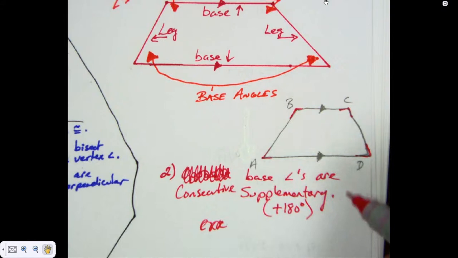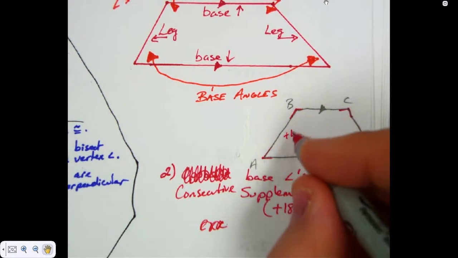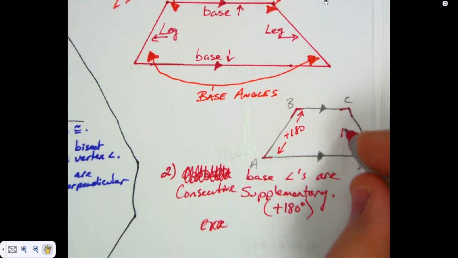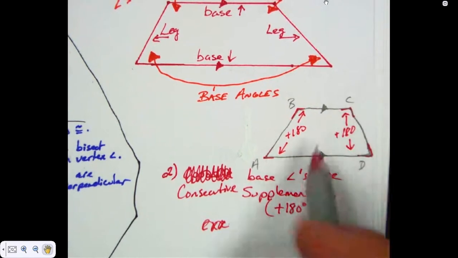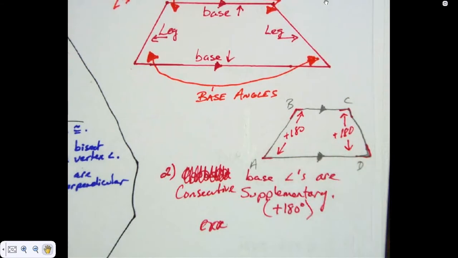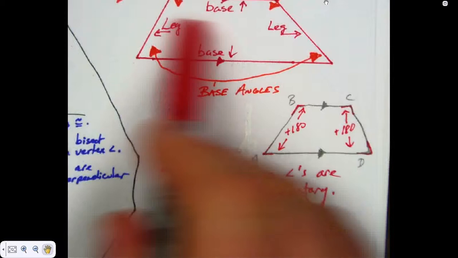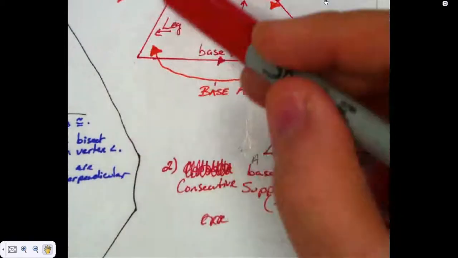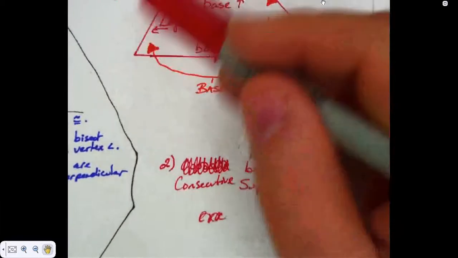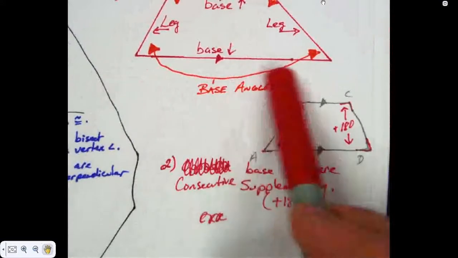So A and B add to 180. What about these two? Can anybody tell me why those two would not add to 180? Because they're not consecutive. You think of these as one set, right? Consecutive base angles, in other words, ones from a different set, add to 180. The ones beside each other don't.